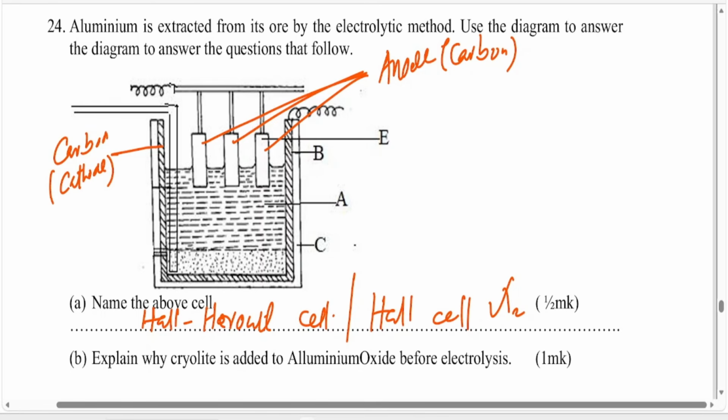Again, we have the presence of molten ore, where the aluminium is extracted. And we also have the aluminium, molten aluminium being collected at the bottom. Molten aluminium.